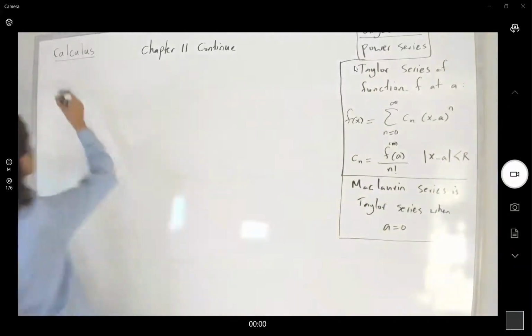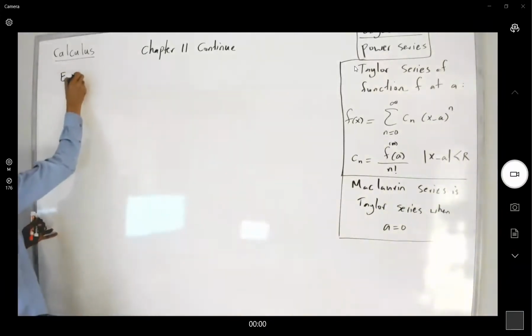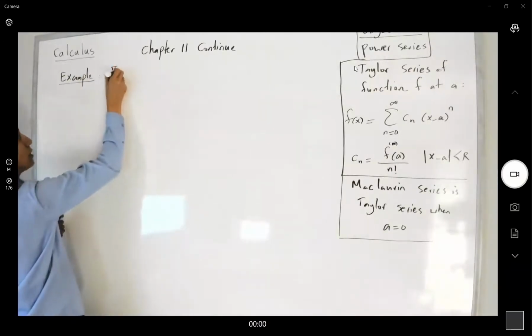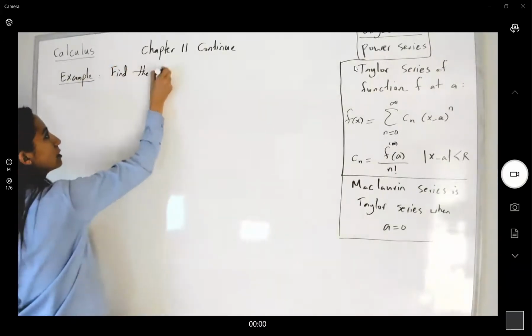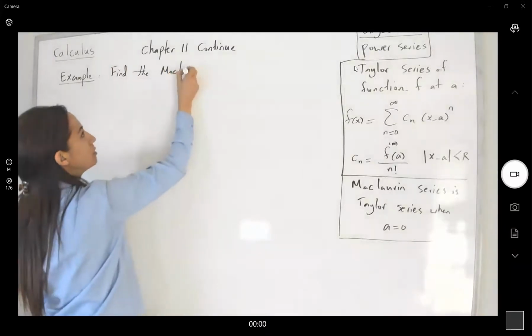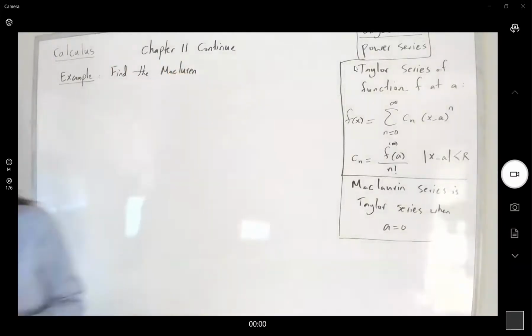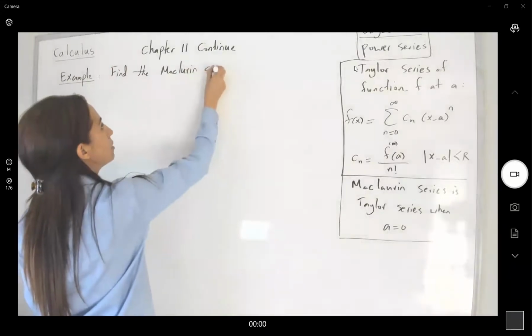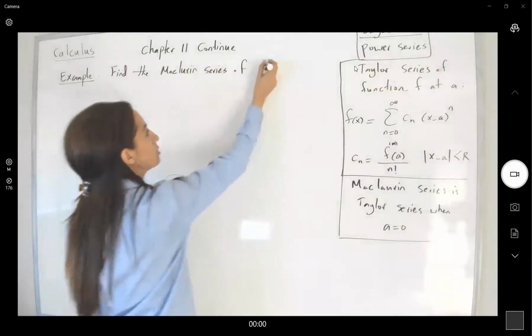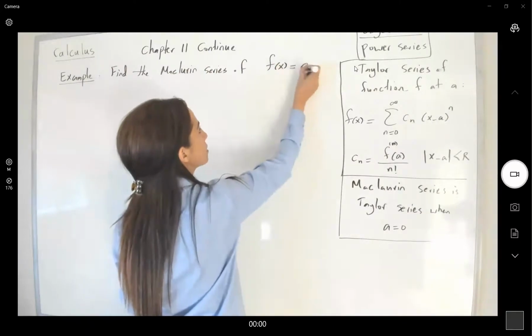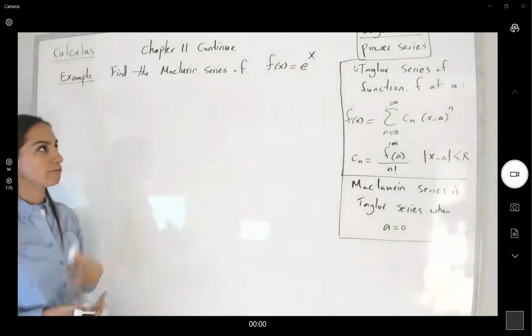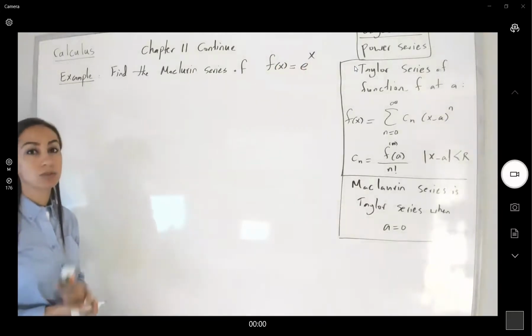Example. This example says, well, find the Maclaurin series of function f of x equals e to the x, or find the Maclaurin expansion of function f of x equals e to the x.